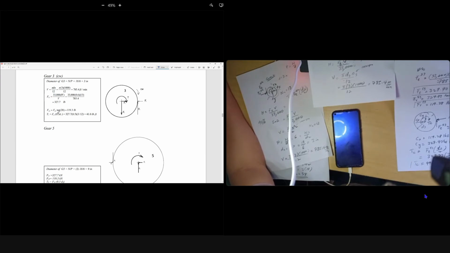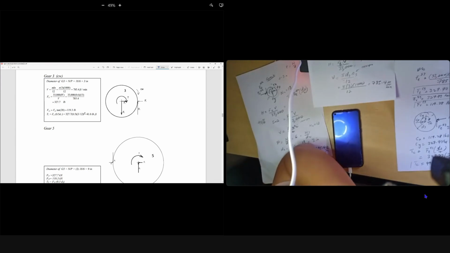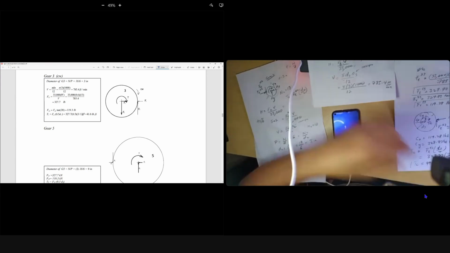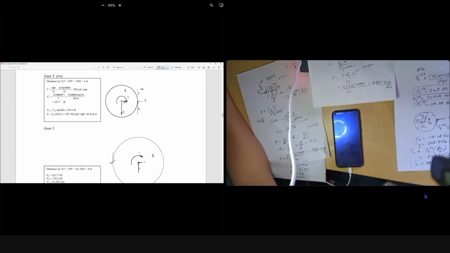F tangent is 327. Okay, 327. 0.5 diameter. D2 is 827.7 times 0.5, or 0.5 of diameter 2. Why is it 3 over 12? Oh sorry guys, 3 over 12. Okay, class, sorry guys. Force. Yeah. Class, be careful, take note about this, my mistake.